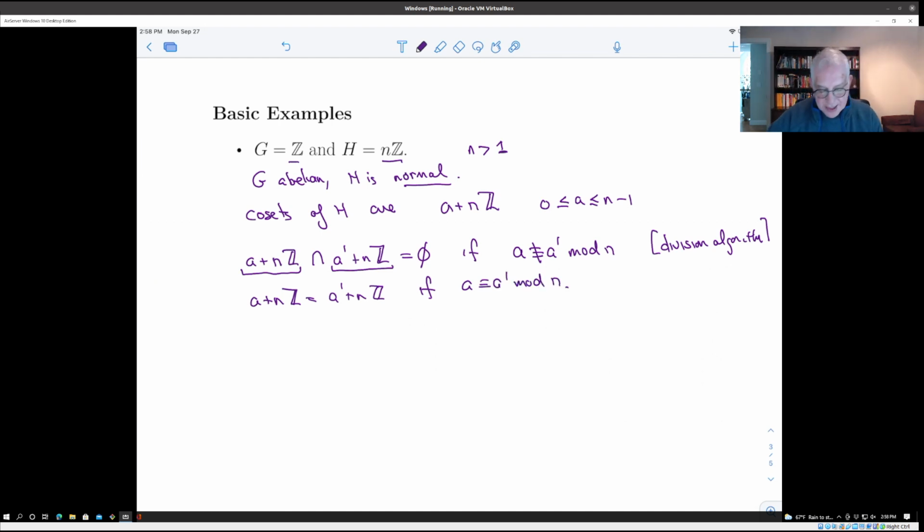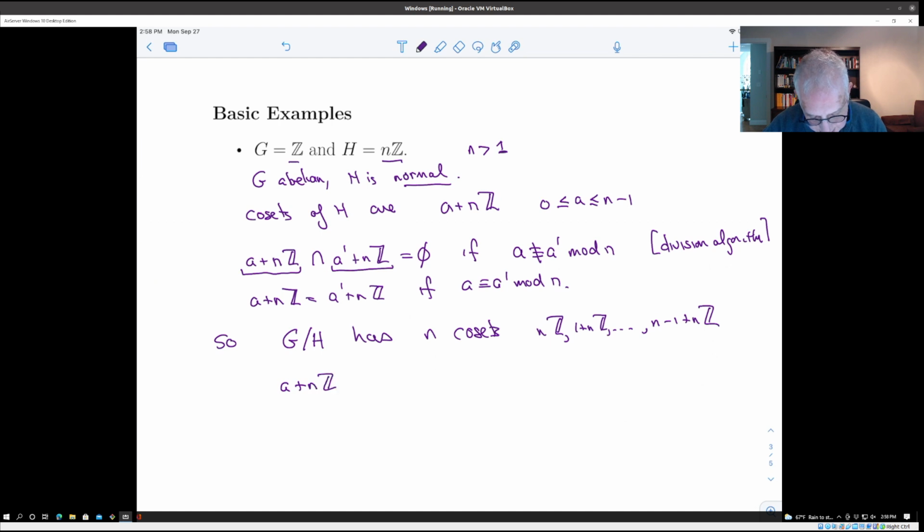So we have n cosets. They consist of nZ, 1 plus nZ, out to n minus 1 plus nZ. And the group law is that you add a plus nZ plus b plus nZ is a plus b plus nZ.